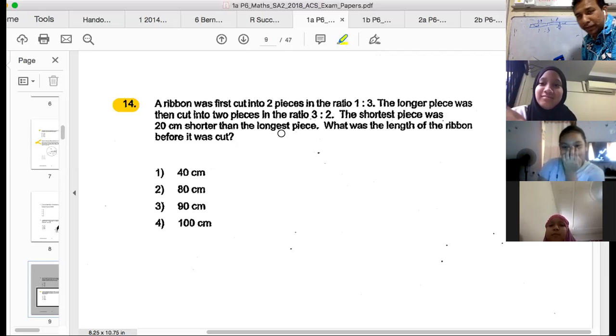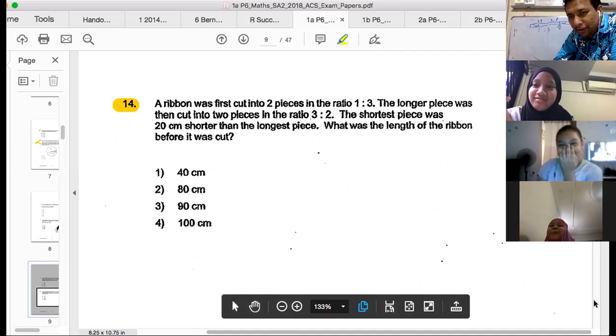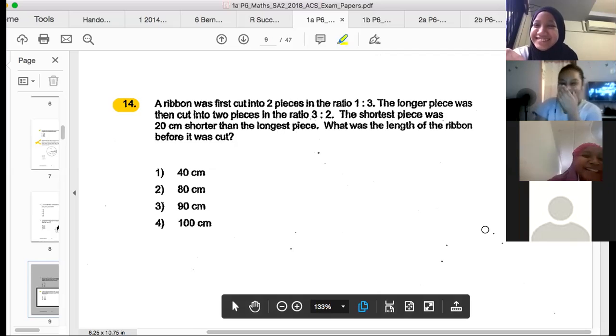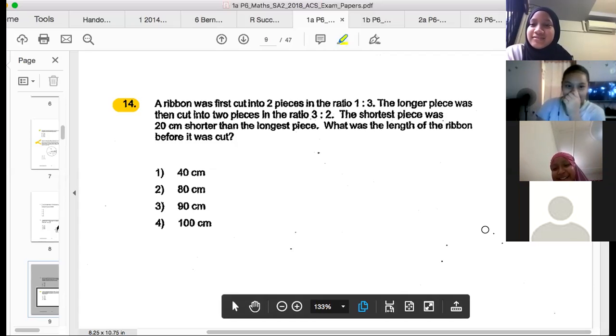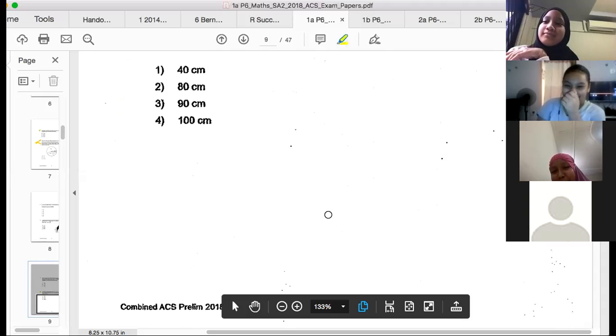You understand this part? 3 times 5, 15. Good. Yes, you understand. Where is Raihana? Raihana is missing. You don't understand. Okay, I'll tell you what. This one you do as homework. You try to do it as homework, because you're too tired already.